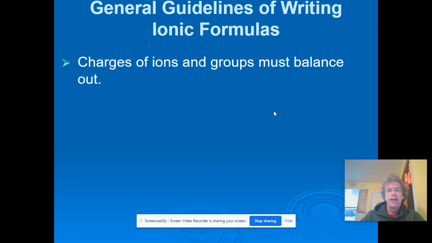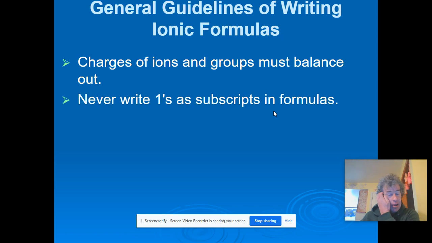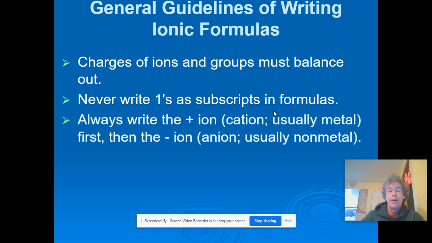Now, in terms of writing ionic formulas, the charges need to balance out. The total number of plus charges in a compound has to equal the total number of minus charges. You don't generally write ones as subscripts in formulas. So you don't write Na1Cl1, it's just NaCl. Always write the plus ion, called the cation, first, and usually it's a metal. Then you write the negative ion or anion, which usually is a nonmetal.